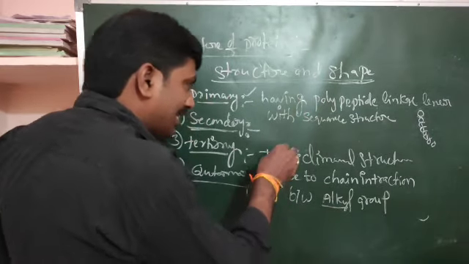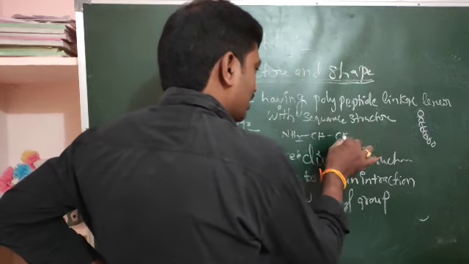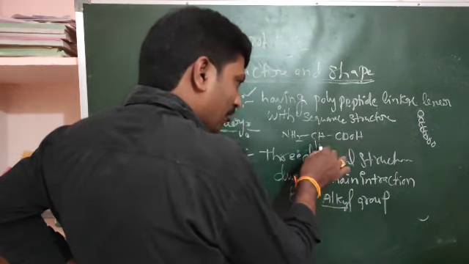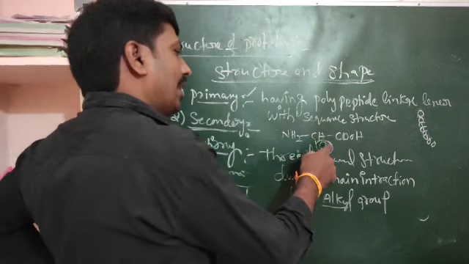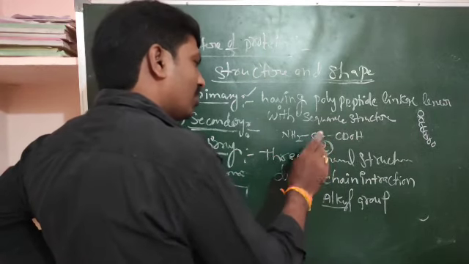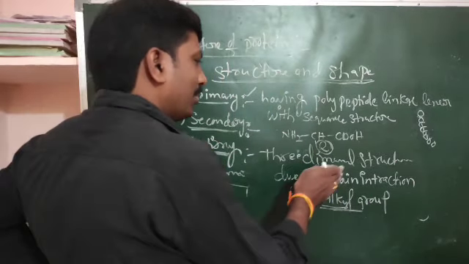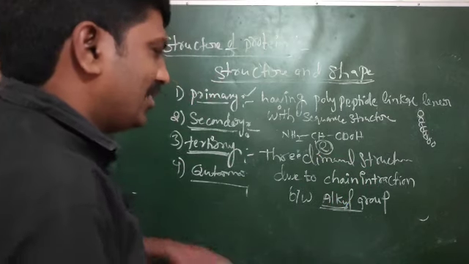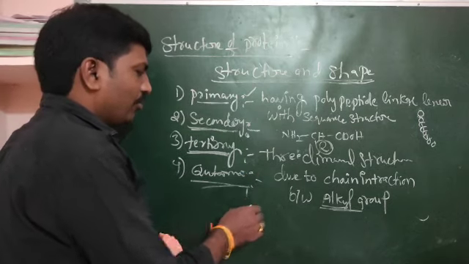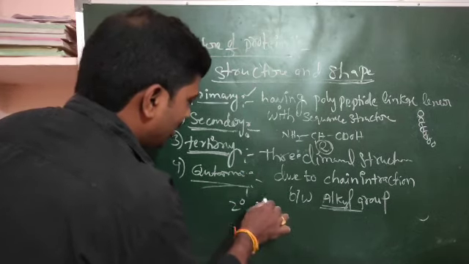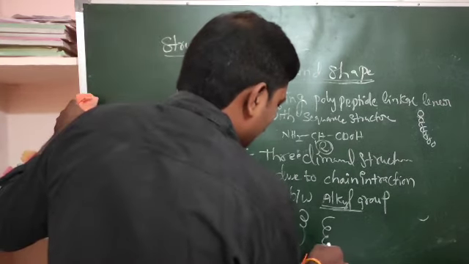Alkyl group means what? In that compound, like this amino acid, NH2CH and COOH group, here one R is there. So this alkyl group interacts with the hydrogen or oxygen of another compound. That alkyl group interaction is the tertiary three-dimensional structure, due to the chain interaction between alkyl groups, known as tertiary.